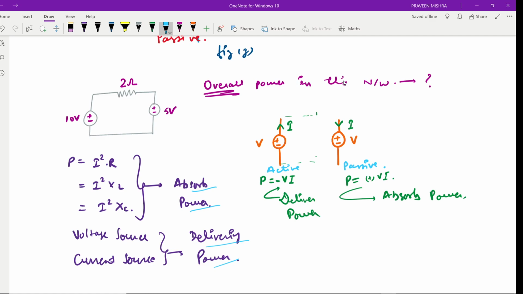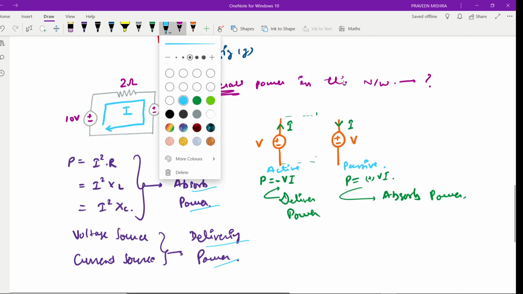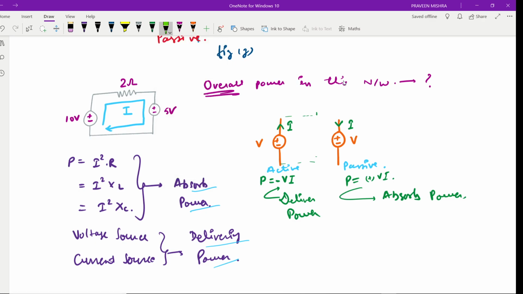So the same principle we are applying here. We are considering this one as the path of current flowing. Let us consider this one is the current I. So what will be the situation if we apply KVL here? It will be minus 10 volt first. Whenever we are applying KVL in a loop, the first entering point we have to consider as positive, and the other point as negative.